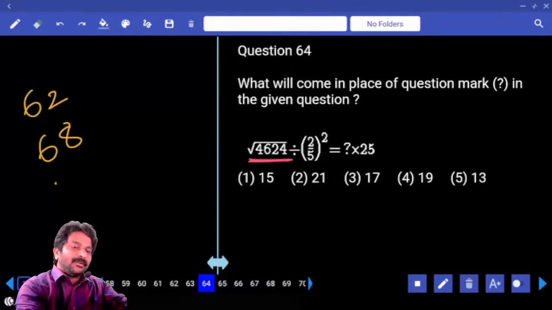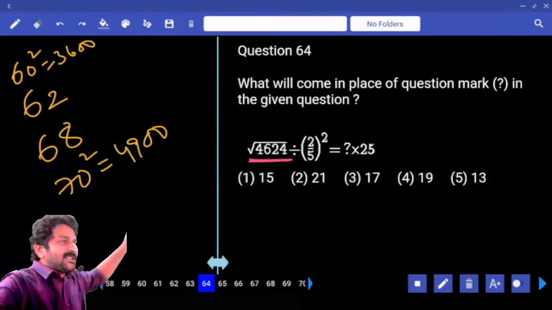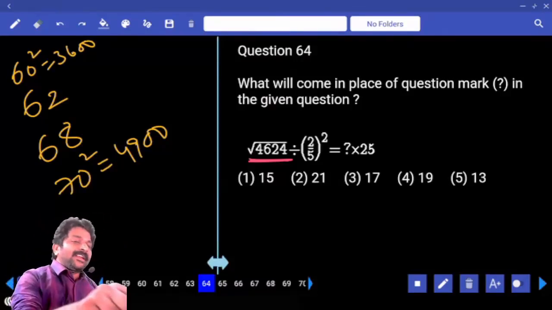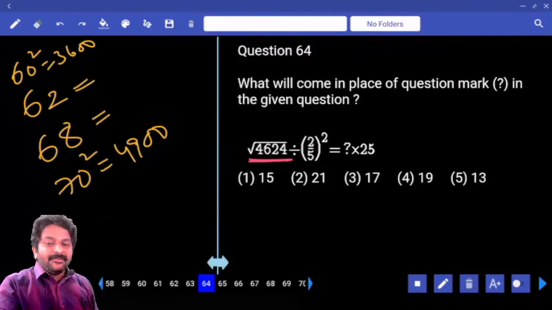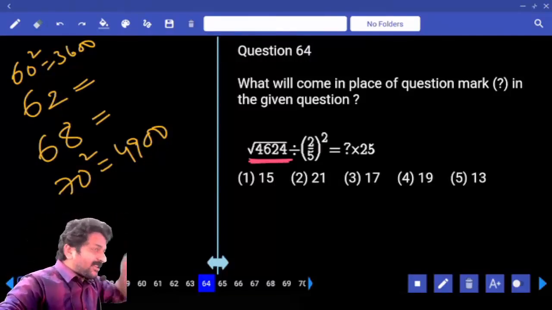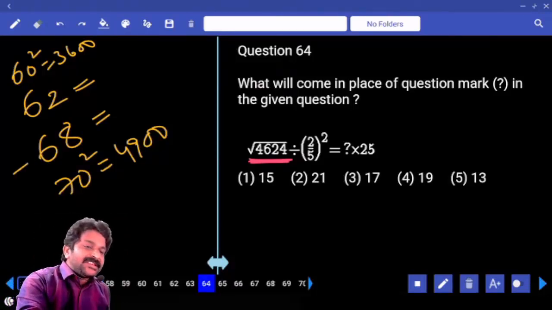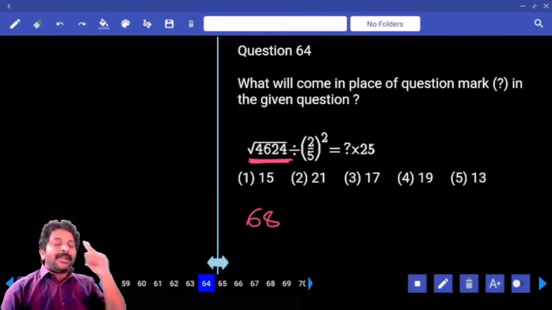Correct? What is 70 square you said? 4900. You are not supposed to write; you should think in your mind only. You know that 60 square is 3600. Our number is 4624, so it is either 62 square or 68 square. Is 4624 close to 3600 or 4900? It is close to 4900, so it must be 68 square only, right? Yes, concluded: 68.